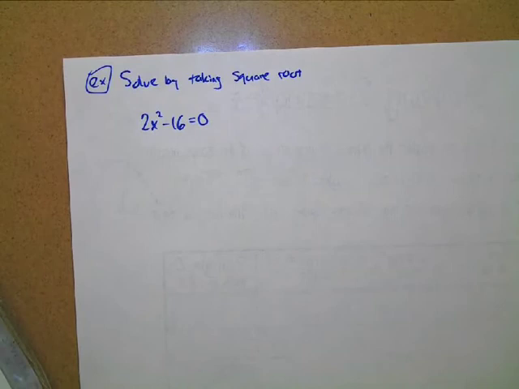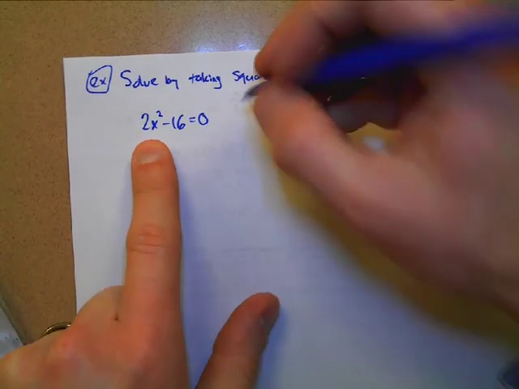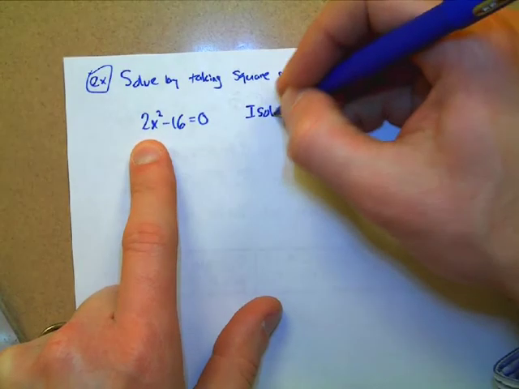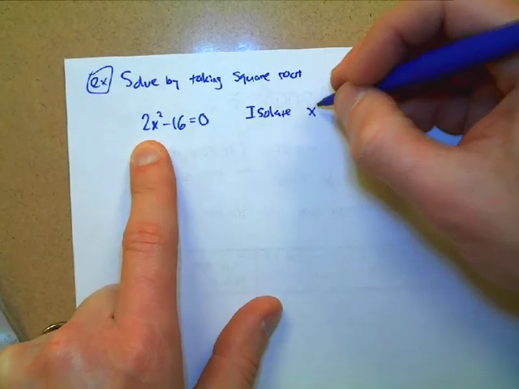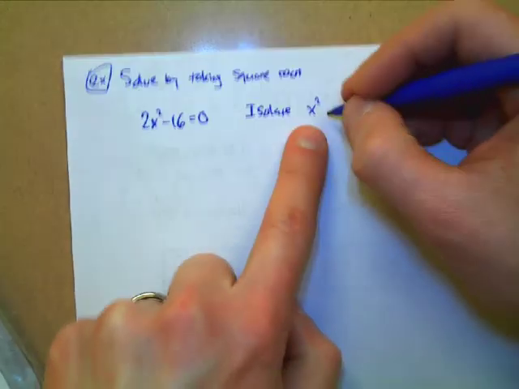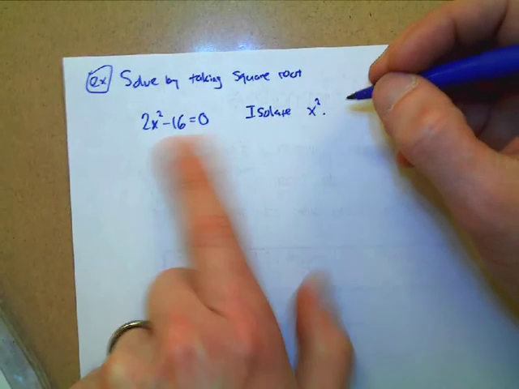Are we ready to take the square root right now, the way this equation is written? Should we take the square root as our first step? We're going to isolate it. Right, got to get the x squared by itself, right? So I'm going to rewrite that here. Isolate x squared.